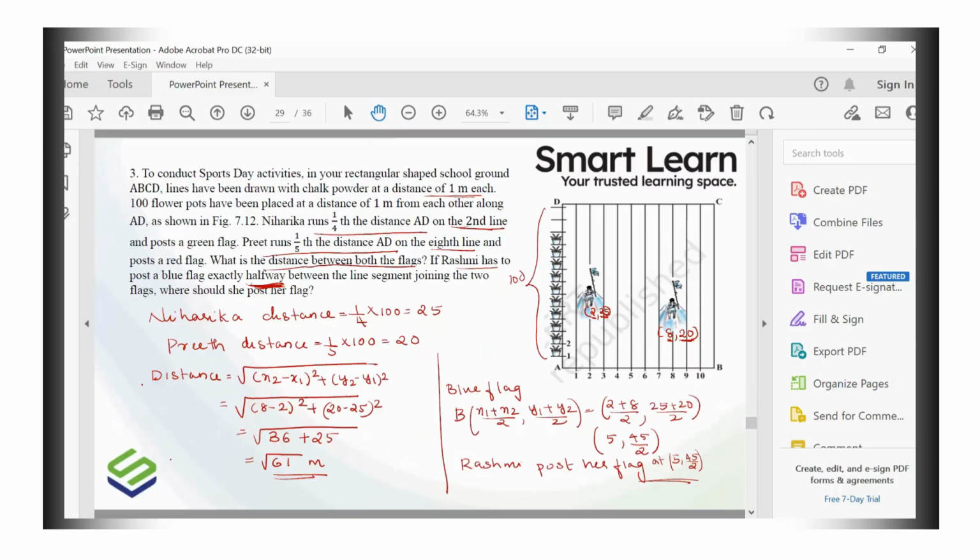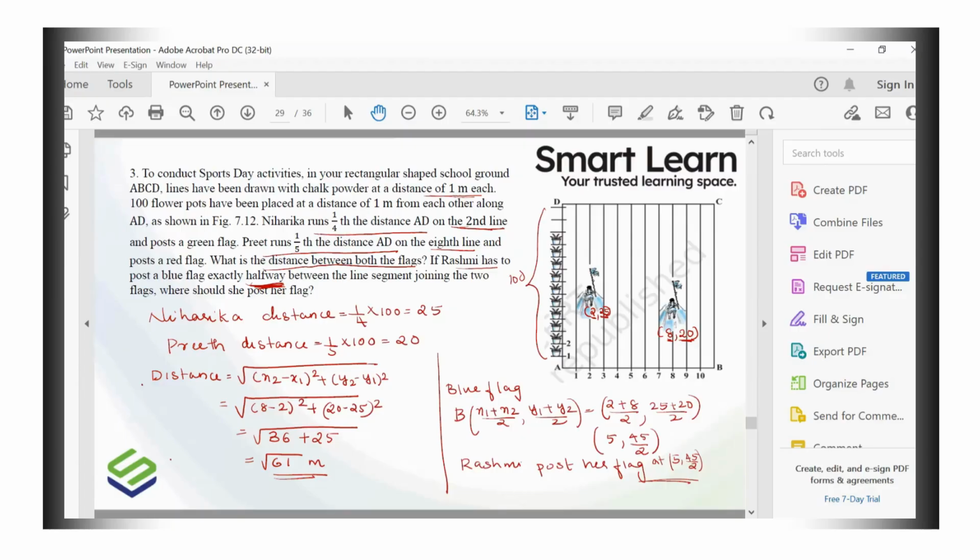Niharika runs 1 by 4th of the distance AD, meaning 1 by 4 into 100. Preet runs 1 by 5 of the distance AD, meaning 1 by 5 into 100. So Niharika 25, Preet 20. And Niharika is on the second line. So what will be our coordinate? 2, comma 25. And Preet is on the 8th line. So 8, comma 20. The question is the distance between the flags.